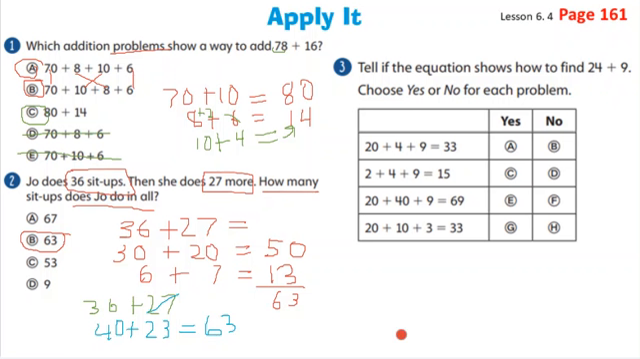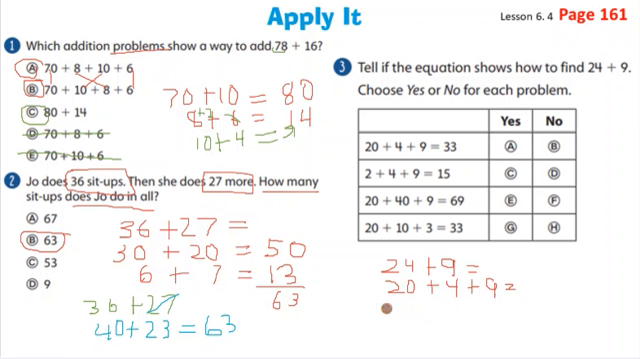Well, let's take a look at 24 plus 9. I'm going to write it down here. So 24 plus 9. And that's going to be equal to something. And I can say, well, that's 20 plus 4 plus 9 equals something.